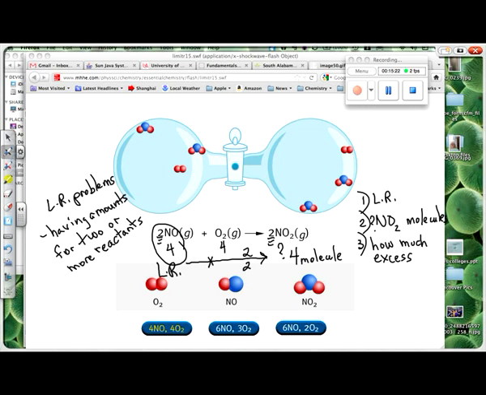All right, now how much of the excess is left over? This step always confuses students. Go back to limiting reactant. It determines everything. So you're going to go back to here, and we're going to move to the excess. 4 times 1 over 2 tells me how many. Use the mole ratio to determine the amount used.